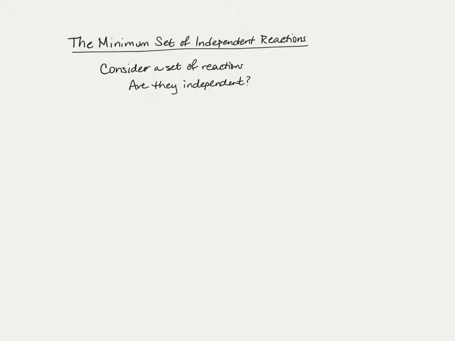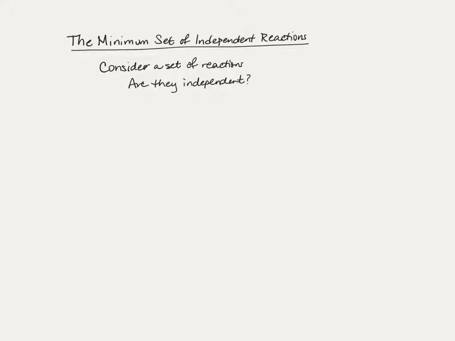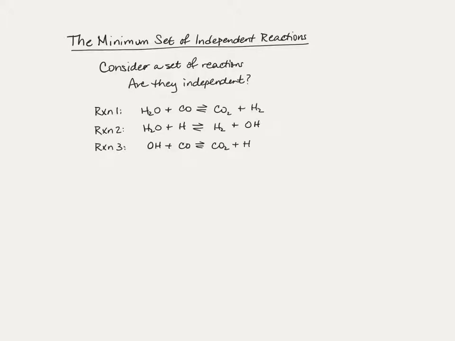So, for instance, here is a set of chemical reactions. First, I have a reaction where water plus carbon monoxide makes CO2 plus hydrogen. Next, I have hydrogen atoms plus water make hydrogen molecules plus hydroxyl groups, OH. And OH plus CO could make CO2 plus H. Now, these are all possible reactions. Do they form an independent set?